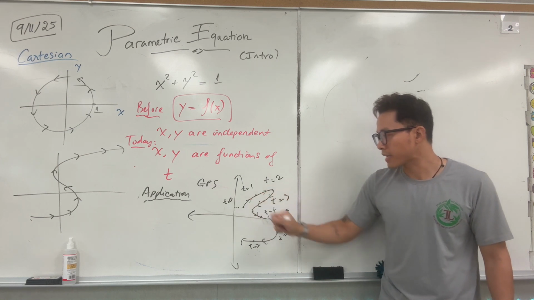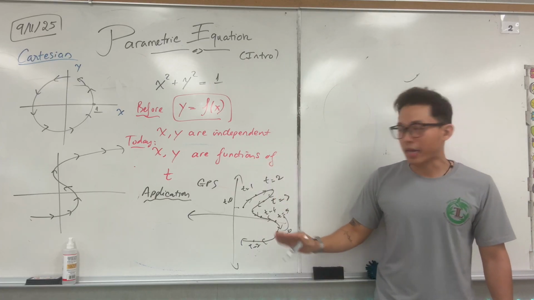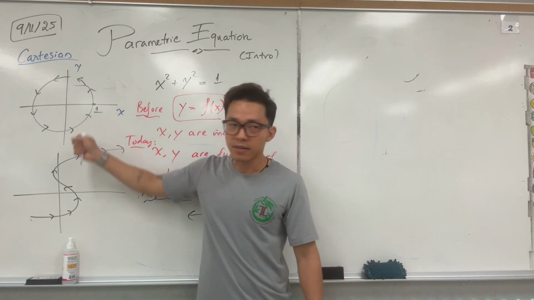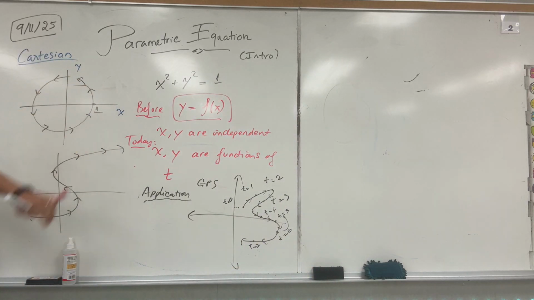How do you represent GPS? At different times, you have different locations. You cannot represent something like this on the 2D plane with only x and y. But you need to call for a new variable t. Okay?